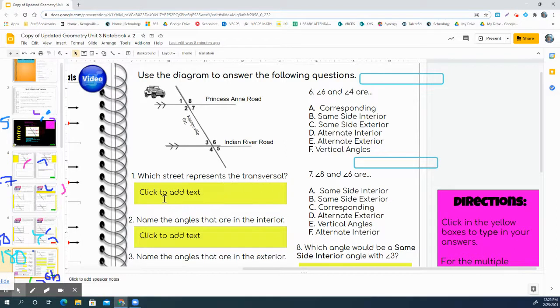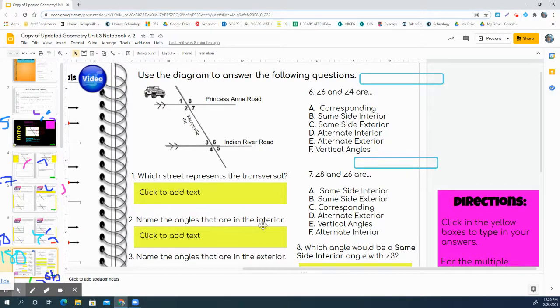Which street represents the transversal? What do I write in here? What's the transversal in that picture? Kempsville Road, absolutely. Type in Kempsville Road right there. Kempsville Road is the transversal that connects Princess Anne and Indian River. You cannot get from Princess Anne to Indian River without connecting somehow. Okay, they're parallel streets. Well, they're kind of parallel streets. So in this first box, in box 1, you want to type in Kempsville Road. Because we've got these arrows, and remember those arrows mean they're parallel.